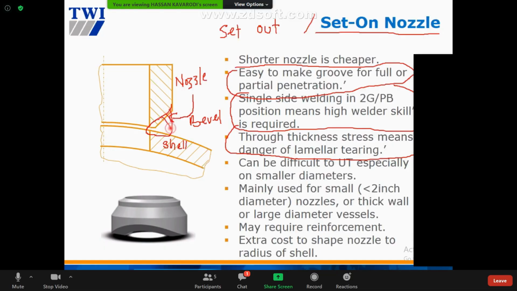Here, and possibly we get lamella tearing there, right, in the shell area. It can be difficult to UT, especially in smaller diameter. Mainly used for small, less than 2-inch diameter nozzle or thick wall, large diameter. May require reinforcement. Sometimes the reinforcement, we call it in project a saddle, right, like a horse saddle.